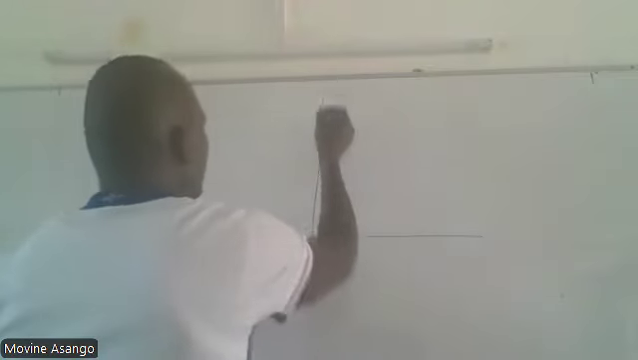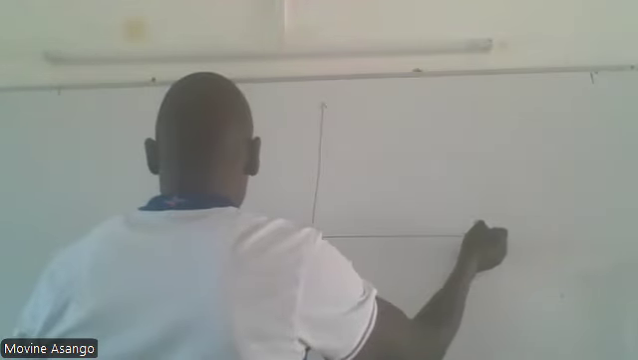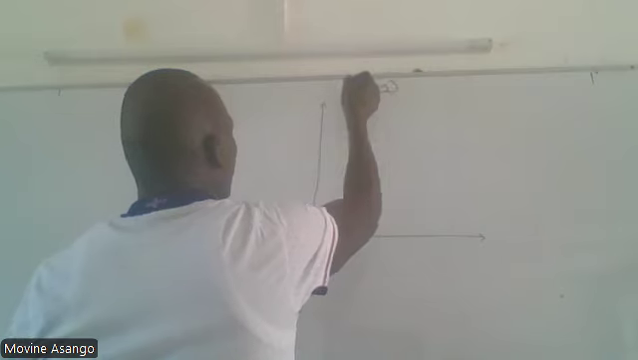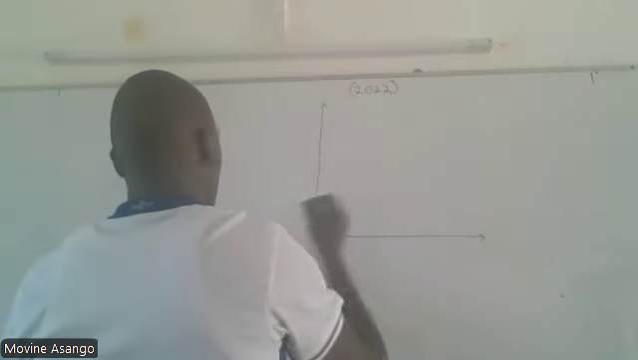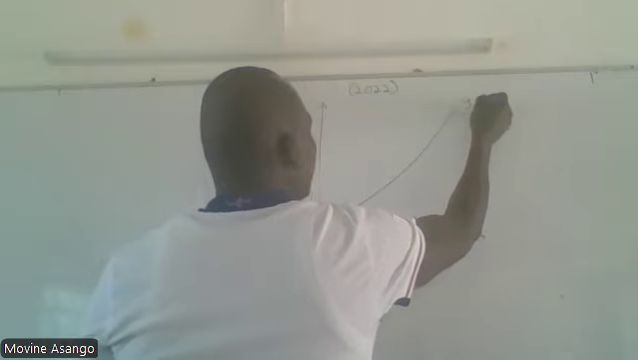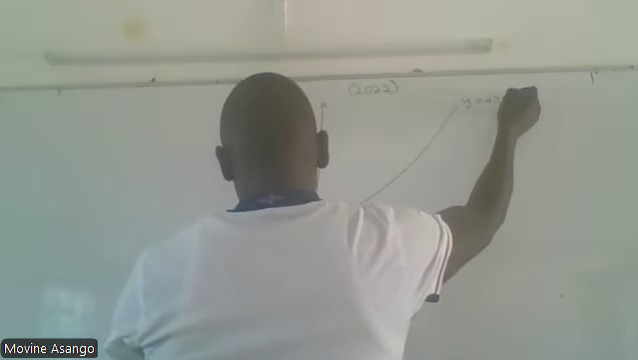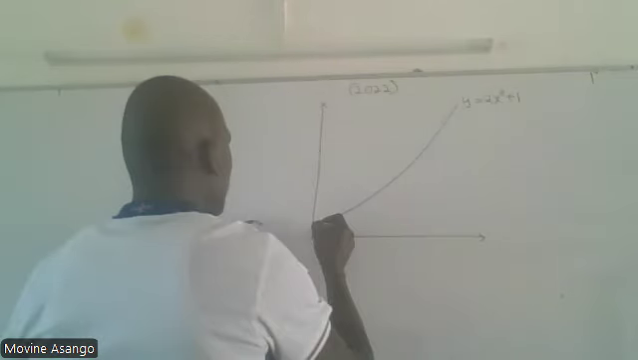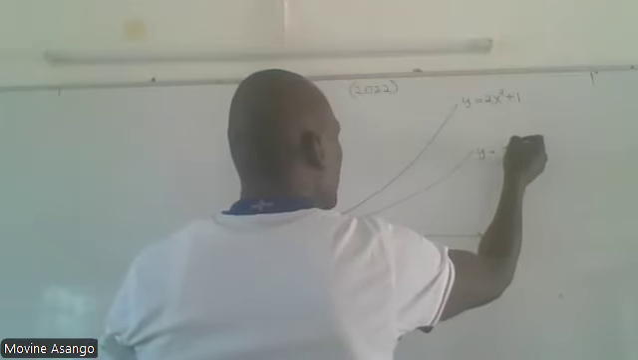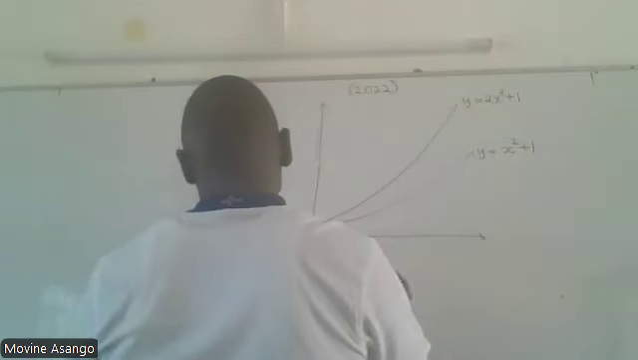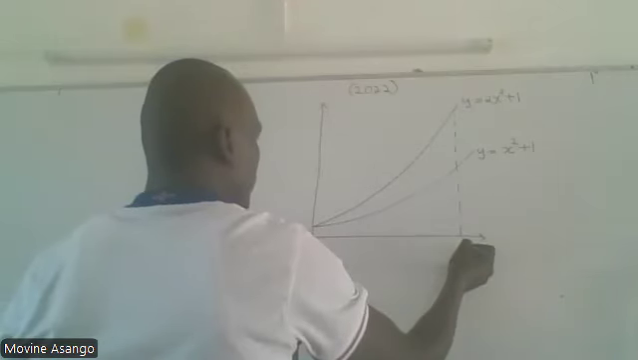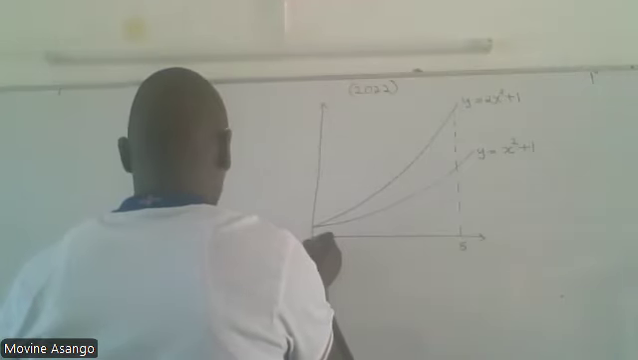Hope you're able to see this. This was KCSE 2022. Curve y is equal to 2x squared plus 1. There's another curve, y is equal to x squared plus 1. It moved up to 5 from 0.